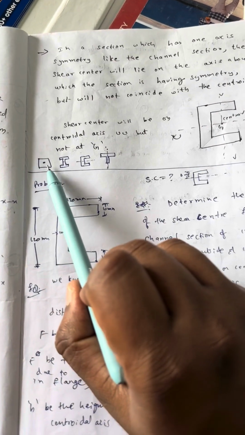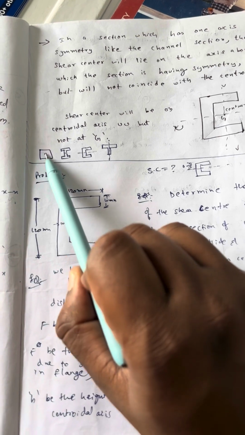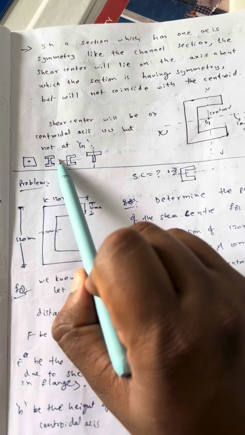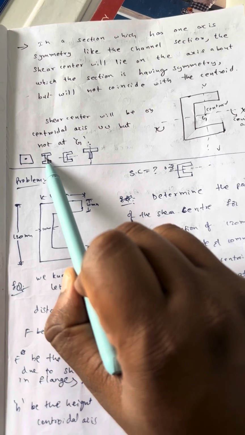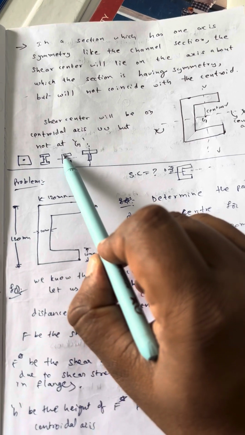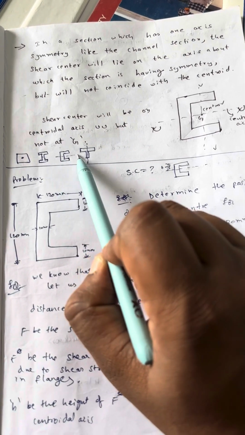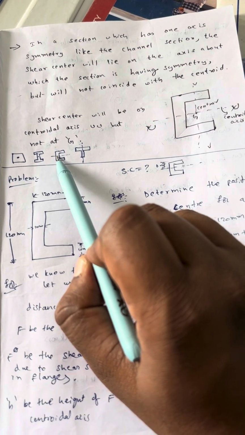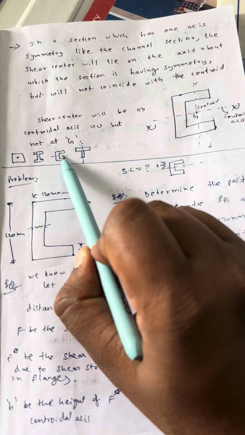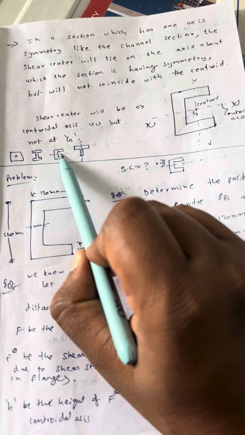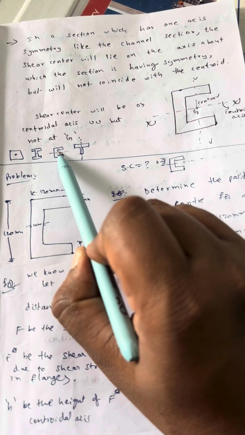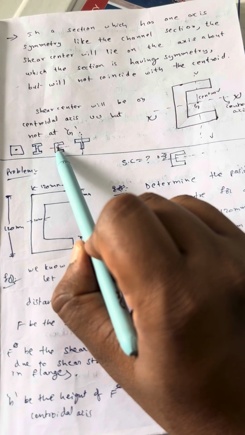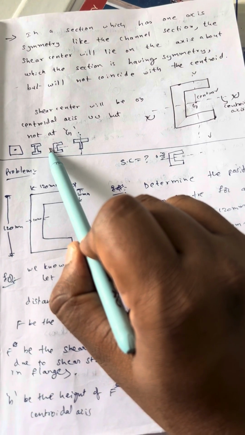Suppose we take this rectangular section, it is symmetrical about xx and yy. So the shear center is present at the centroid. I section is symmetrical about the x-axis and y-axis, so the shear center is at the centroid. But if you see the channel section, C section, it is symmetric about only the x-axis, not the y-axis. So the shear center will not coincide with the centroid. The centroid will be somewhere here, but the shear center will be present on the centroidal axis. This is the centroidal axis. Somewhere on the centroidal axis, it may be outside also, the shear center is present.